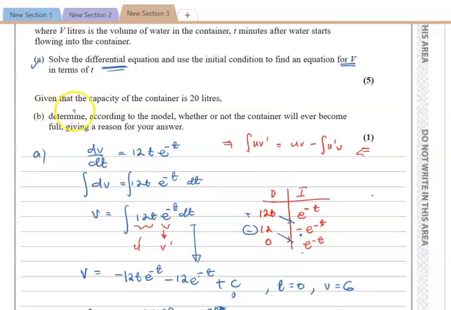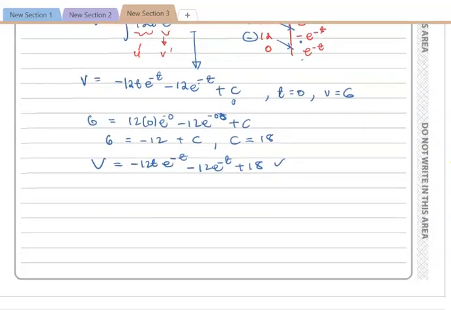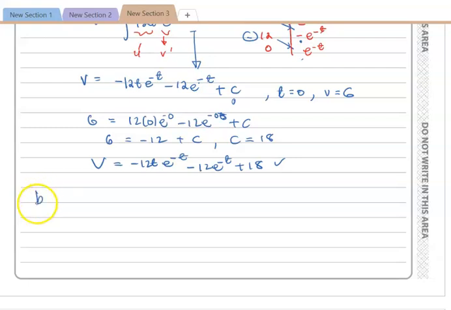Now, part B says that given the capacity of the container is 20, determine according to the model whether or not the container will ever become full. Give a reason for that. Let us go back to the answer we have. At any time t, the volume is minus 12t e to the power minus t, minus 12e to the power negative t, plus 18. If you have any time t, you just substitute in the formula and come up with the volume.